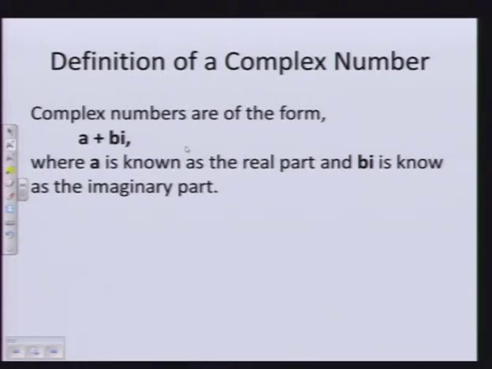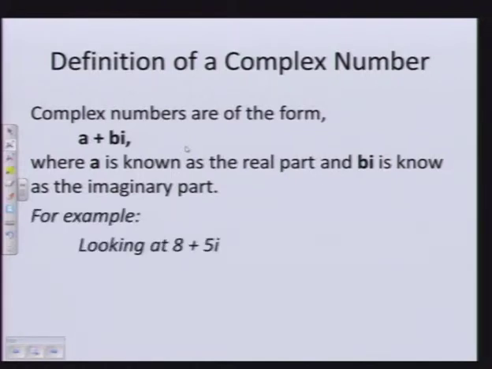Okay, so as we go along, we're going to see that we're going to be writing complex numbers in this a plus bi form. Once again, let me repeat that a is the real part and the bi is known as the imaginary part because, again, it has b with i in it.